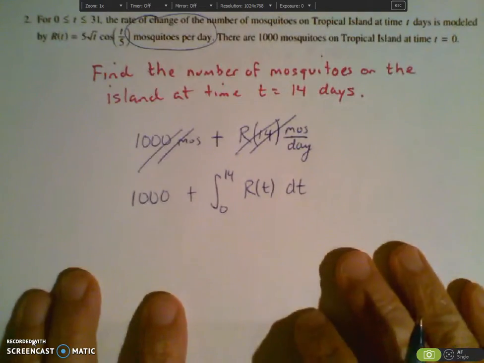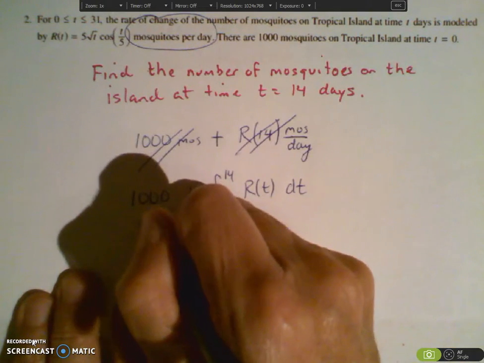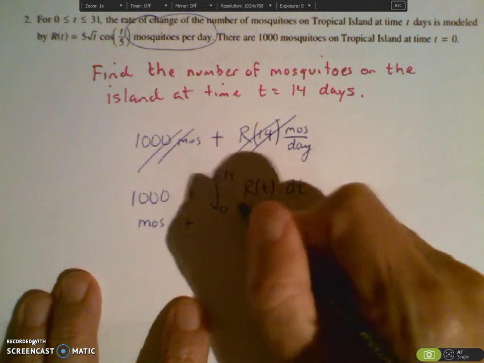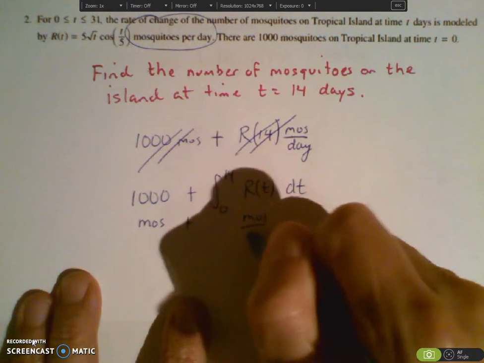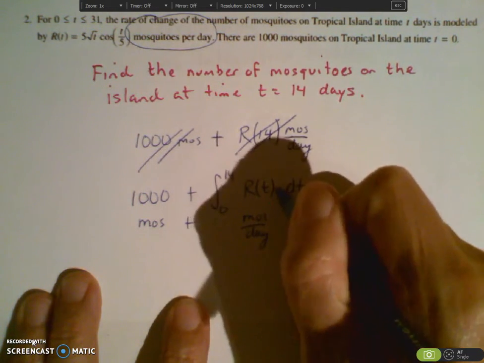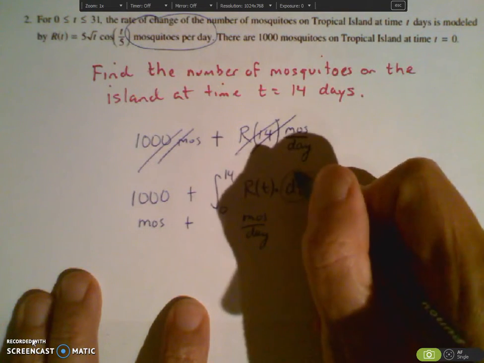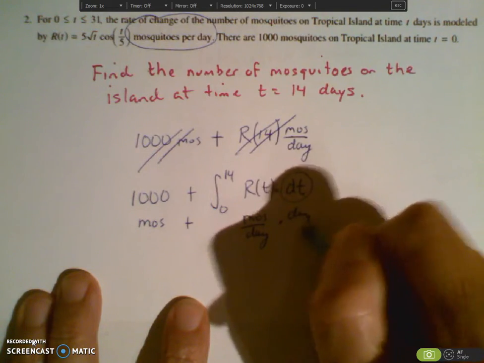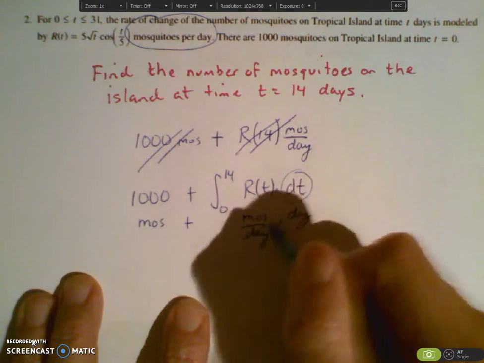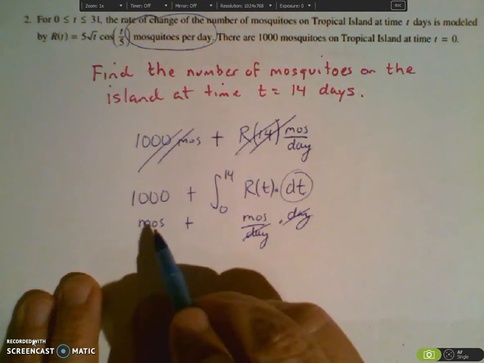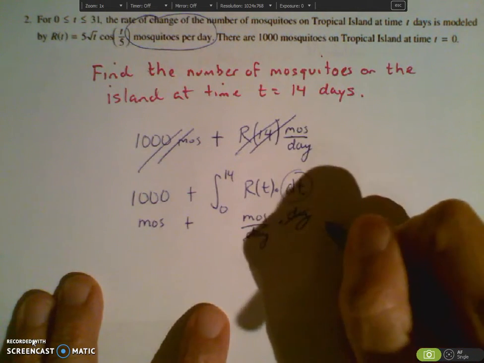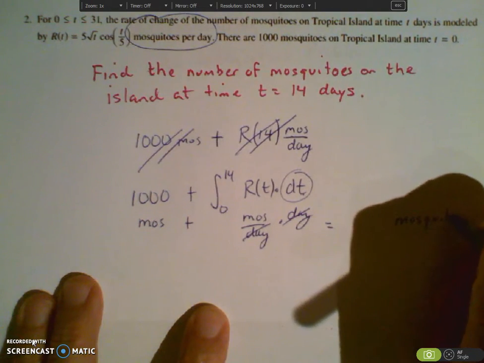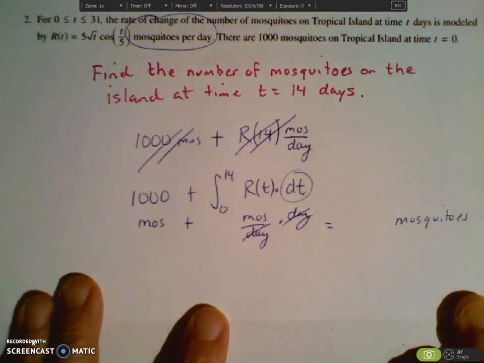Now let's check our units again. This 1,000 here is mosquitoes, plus over here, remember r is mosquitoes per day, and then times, don't forget that this differential carries units as well. The time element is also measured in days. And so these days will divide out and we'll have mosquitoes plus mosquitoes will give us our total number of mosquitoes. We hope that it's not too many.